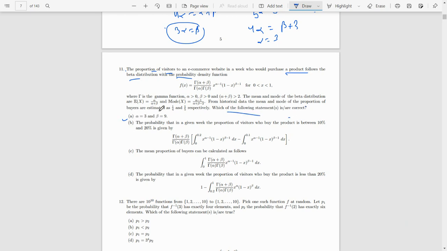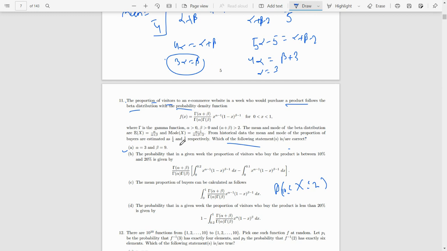Now the second piece of information is that the probability that in a given week the proportion of visitors who buy the product is between 10 to 20% is given by this particular thing. So x follows the beta distribution, and we need to find the probability that x is greater than or equal to 10 and less than or equal to 20. You can just see that this particular thing is between those.